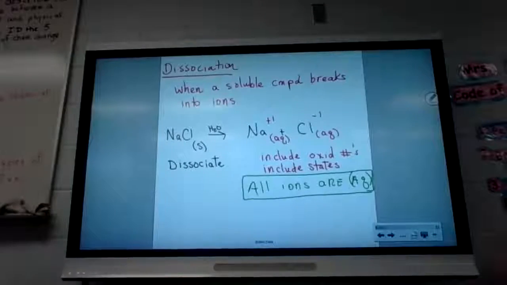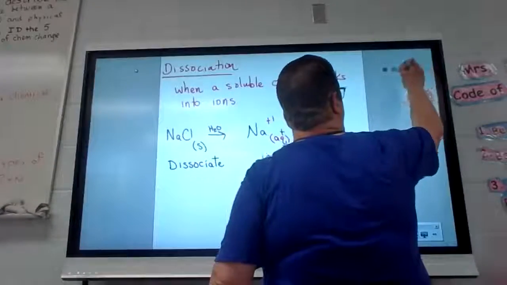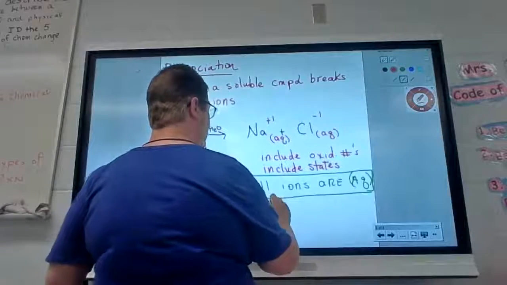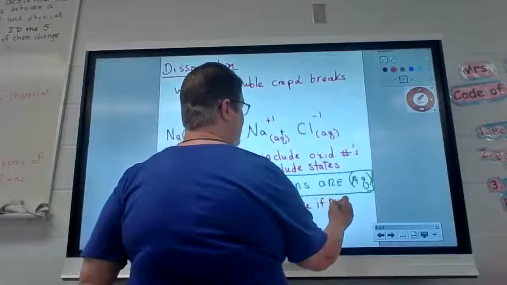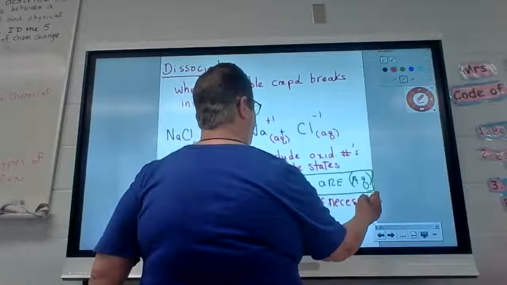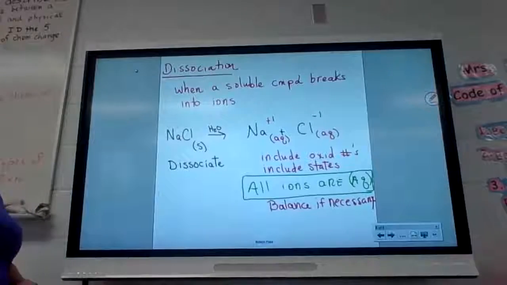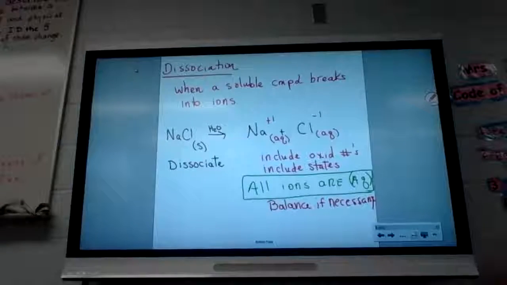Now, there's one other step just for faith. Balance if necessary. Okay? In this particular case, did I need to balance? No, because there's one Na on both sides, one chlorine on each side. Okay? Now, to illustrate the difference in the reaction and the way it can be written, everybody got it? Okay.